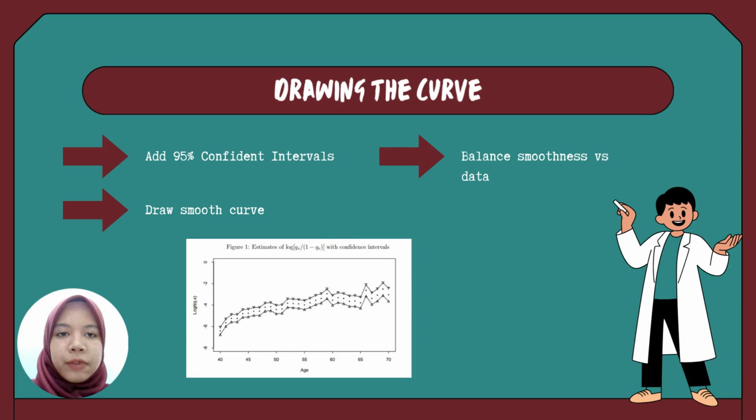Okay, next, after plotting, we add a 95% confidence interval around each rate. This helps us understand the uncertainty in the estimate. Then we draw a smooth curve that passes through roughly 95% of these intervals. The key challenge is achieving a good balance. The curve must be smooth but still close enough to reflect the true pattern of the data. Too close means too jagged, too smooth means ignoring important trends.